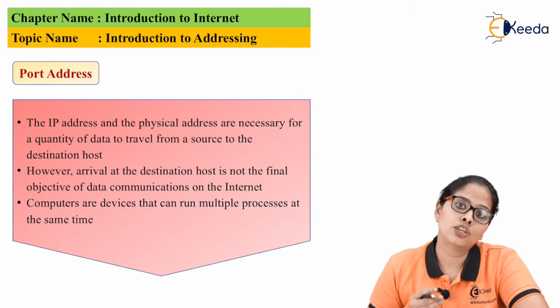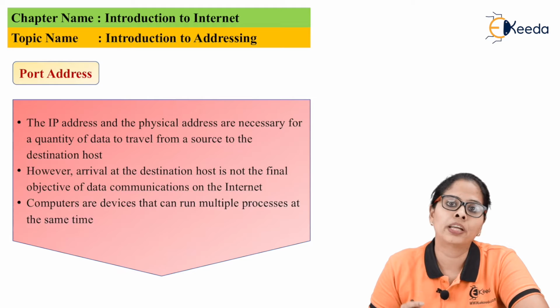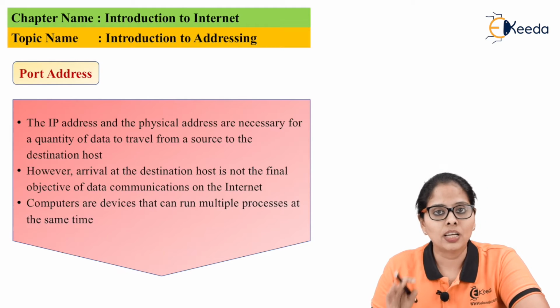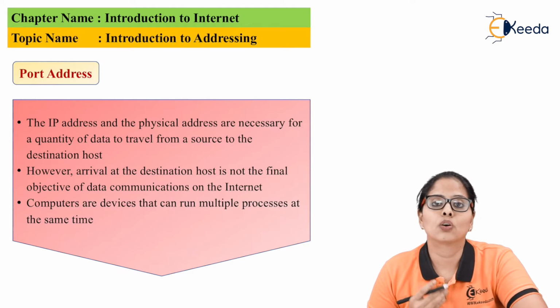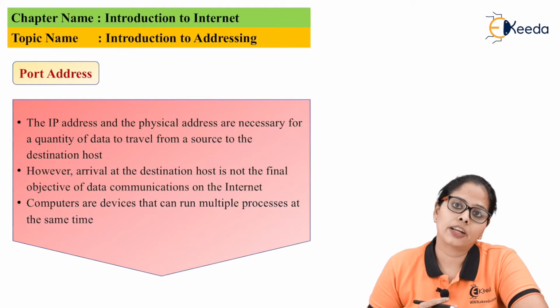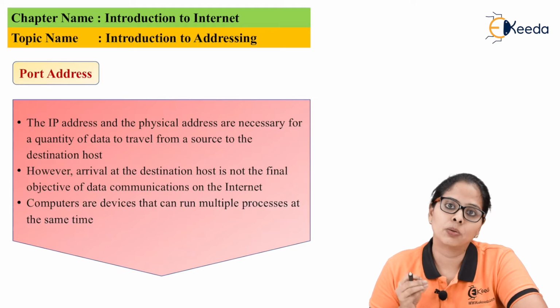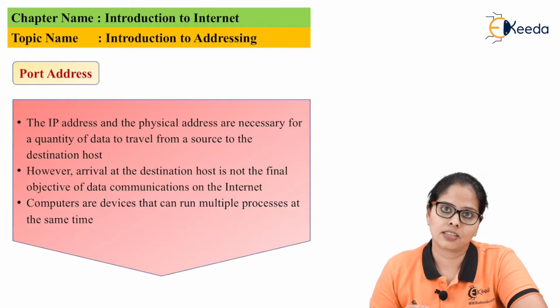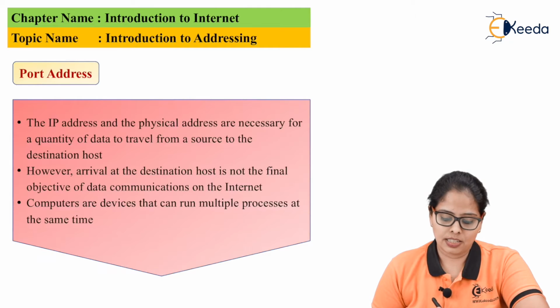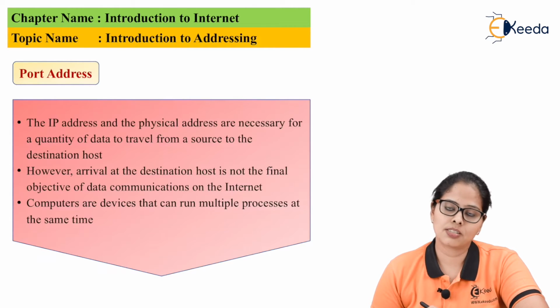That my packet should reach the appropriate process. On one computer, it is possible that more than two processes are going on. So your packet should reach that specific process, and that is done by port addressing. A computer is a device that can run multiple processes at the same time.